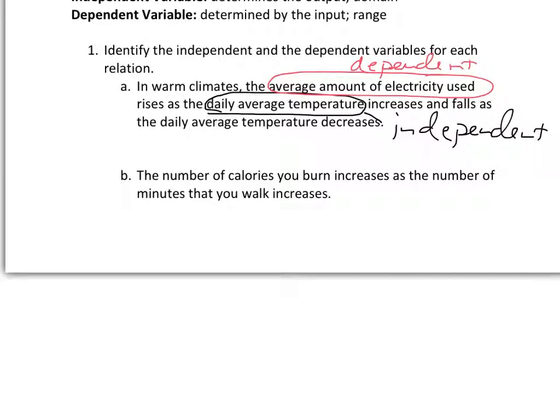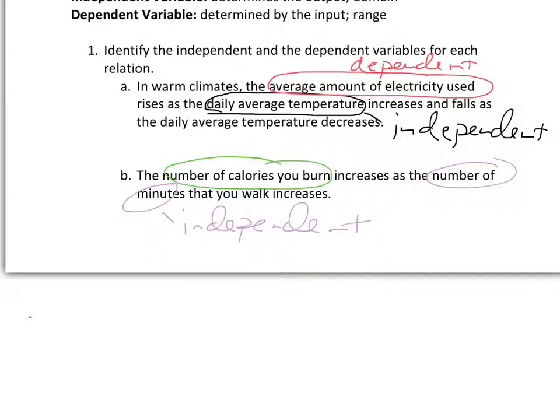In B, we've got the number of calories that you burn increases as the number of minutes that you walk also increases. So the number of calories that you burn depends on how many minutes you walk that day. So the number of minutes is our independent variable. And the number of calories you burn will be our dependent. Let's check out some more examples.